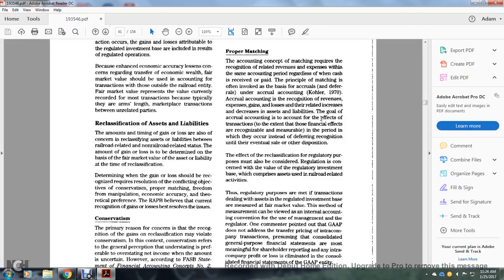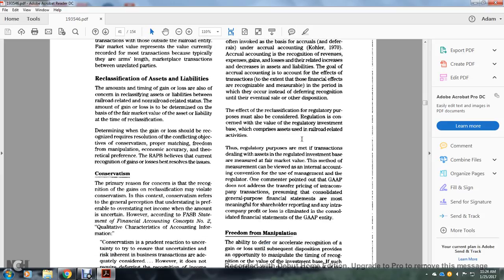Alright, proper matching. The accounting concept of matching requires recognition of related revenues and expenses in the same accounting period, regardless of when the cash is received or paid. The principle of matching is often invoked as the basis for accruals, but differs from deferrals under accrual accounting, as in Kaldor in 1970. Accrual accounting is the recognition of revenue, expense, gain, and loss related to increases and decreases in assets and liabilities. The goal is accurate accounting of the effect of the transaction, to the extent the financial effects are recognized and measurable, in the period in which they occur, instead of deferring recognition to some eventual other disposition.